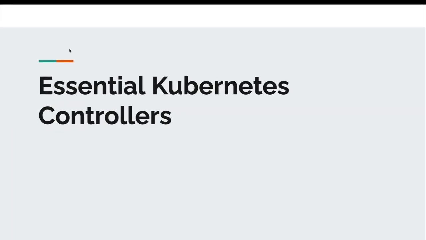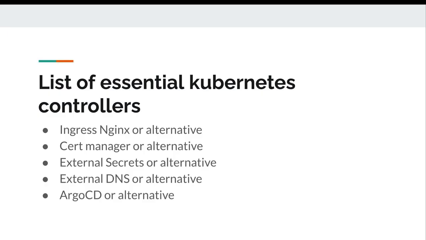Hello guys, today we are going to speak about essential Kubernetes controllers or components. This is the list of tools basically that almost all Kubernetes clusters have in them, and each of those components provides a functionality which is needed for this or that use case that almost all projects need. You can see the list. The first one is Ingress Controller, then Cert Manager, External Secrets Operator, External DNS Controller, or add-on, Argo CD.